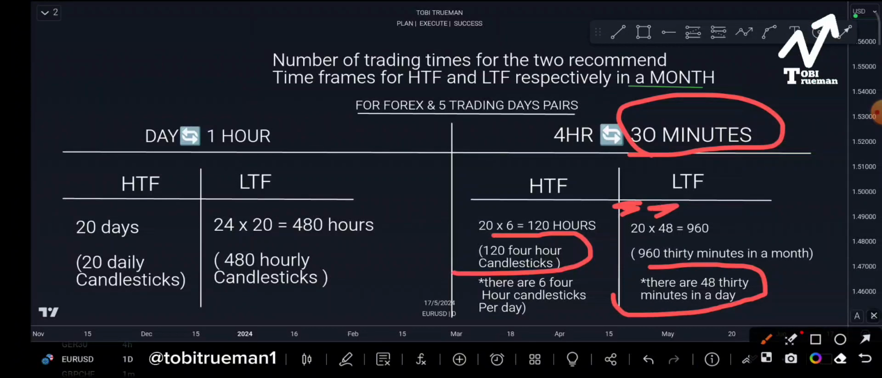So if we are using our lower time frame for looking for trading opportunities based on what the 4-hour time frame will tell us, what we'll be having there is 960 30-minute candlesticks in a month. Those are the opportunities that the lower time frame can provide for us based on what the higher time frame, which is the 4-hour, will be telling us. Those are the opportunities. I hope all of this is understandable.